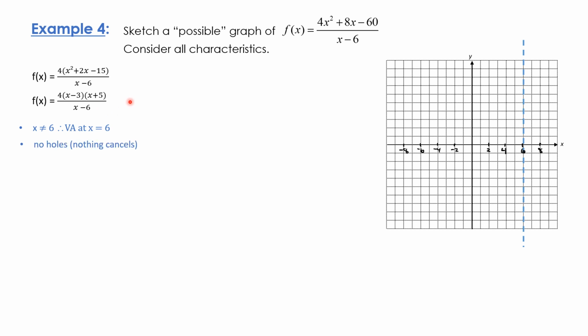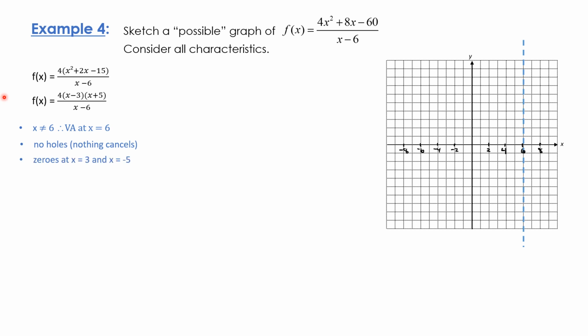Nothing canceled. So there's no holes. Don't go canceling crazy and say, well, I'm going to cancel that x with that x, and then that 3 with that 6, and I'm going to get a half. No way. Binomials must match binomials exactly. x minus 3 can only be canceled with x minus 3. Don't go crazy canceling stuff that can't be canceled. What else?